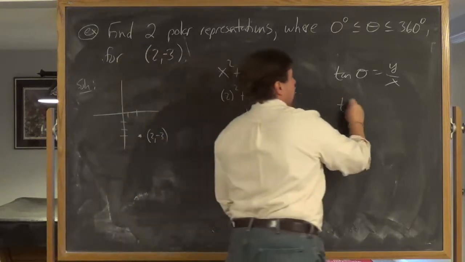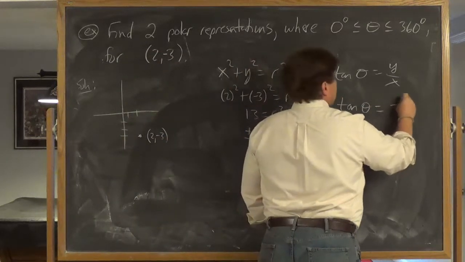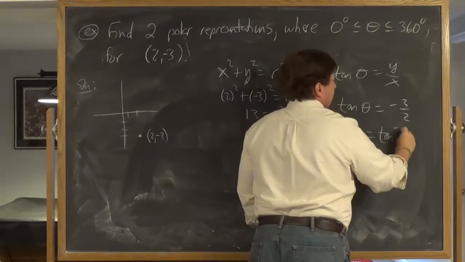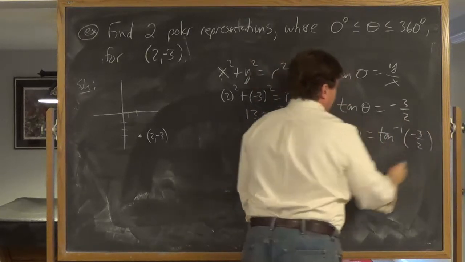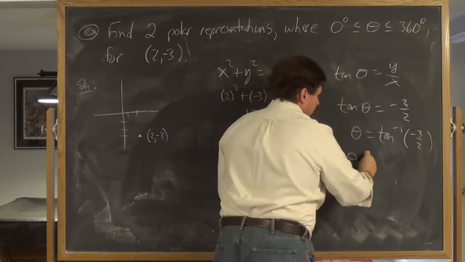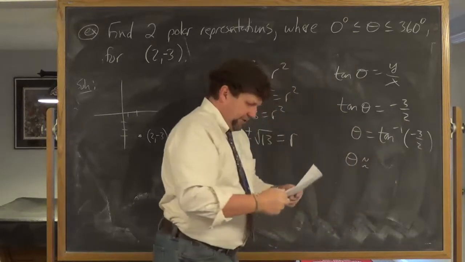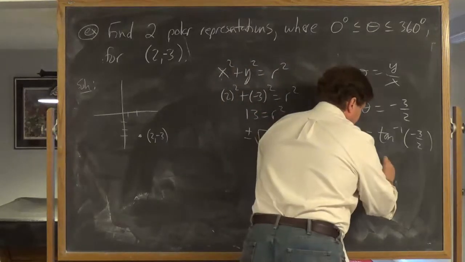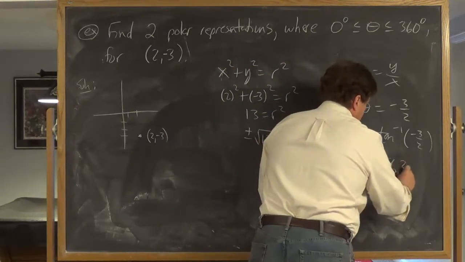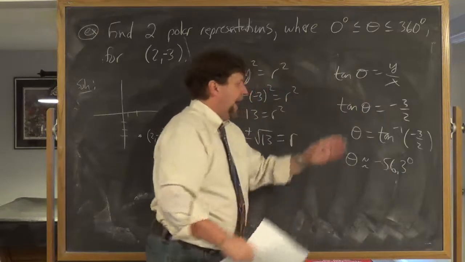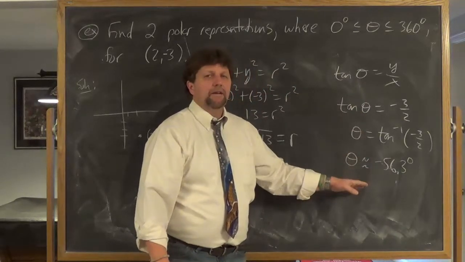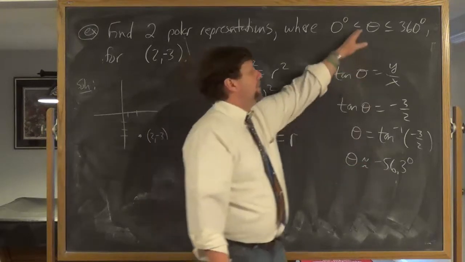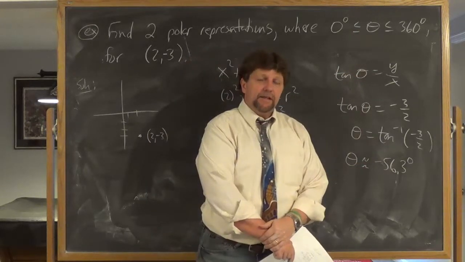Here we have tangent theta is negative 3/2, so we know theta is the inverse tangent of negative 3/2. If I use my calculator, I get inverse tangent of negative 3/2 to be about negative 56.3 degrees. And I can't use that. I can't use this theta value because it's not between 0 and 360.